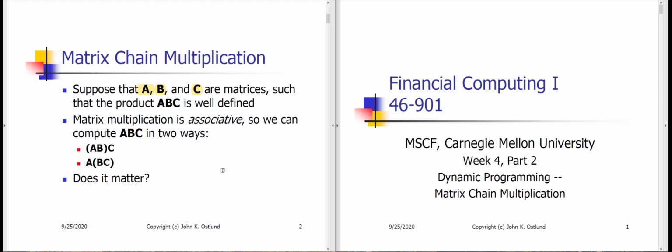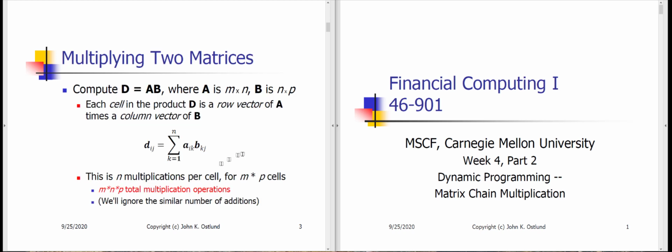And the question is, do we care? Well, I will hereby confess that in my past life, if I was faced with having to multiply several matrices together, I would just multiply them together from left to right without really thinking about it. But it turns out that it does matter.